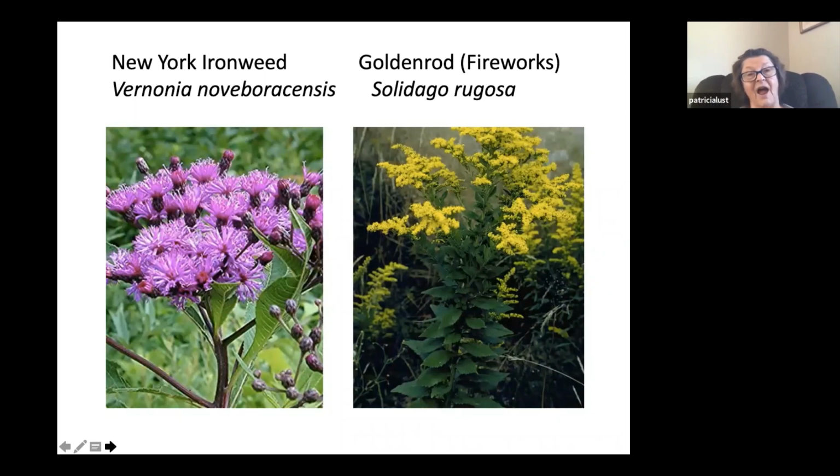On the left is the New York ironweed, and on the right is the goldenrod. This particular one is a cultivar called Fireworks of the rugosa species of goldenrods. The New York ironweed and the goldenrod bloom late in the season. So these both provide good habitat and food for pollinators late in the season. I put these two first because these are the first two I brought into my own personal garden.